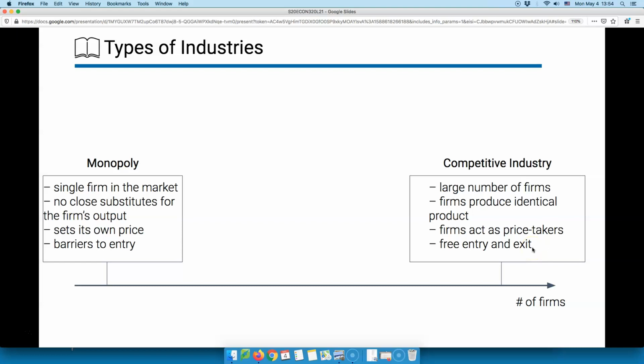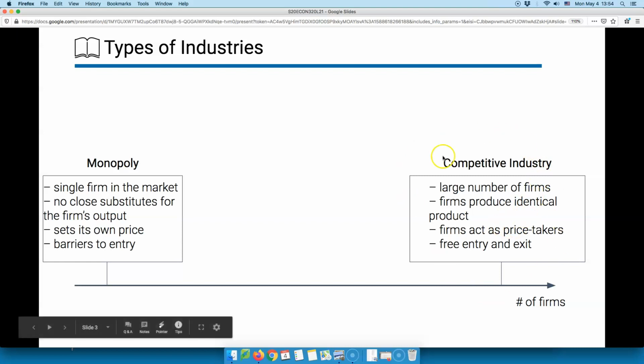So there is as much competition as you can imagine, with firms just trying to outbid each other with a smaller price. And if there are any positive economic profits, more firms will be entering the industry. If the economic profits are negative, firms will start leaving. So that's one extreme case, a lot of competition.